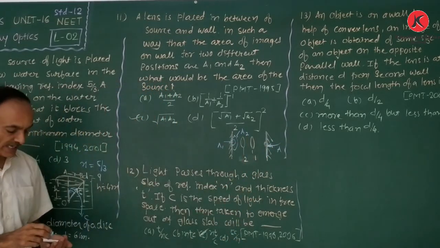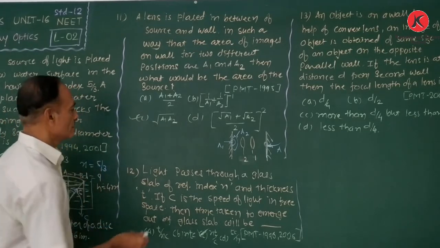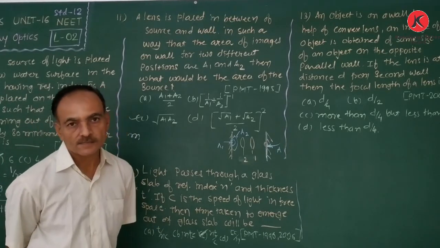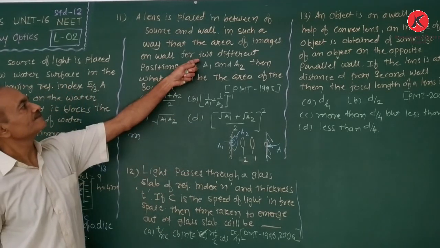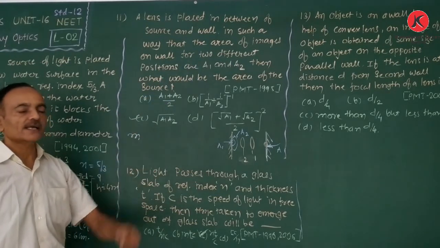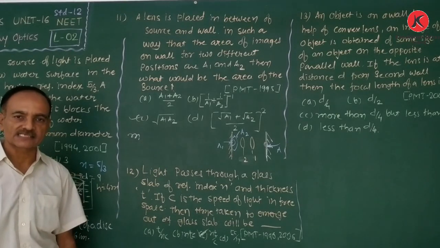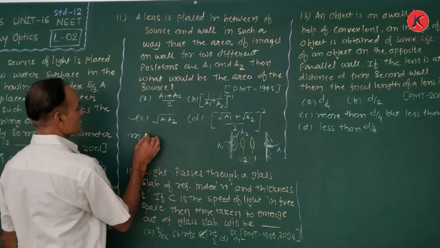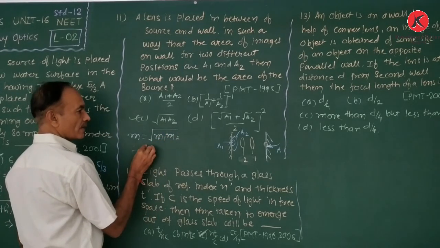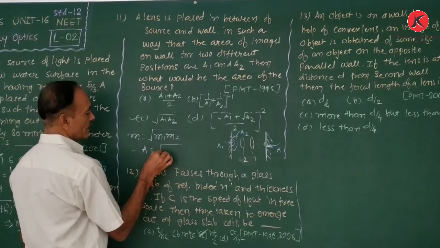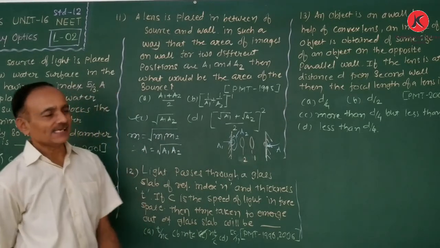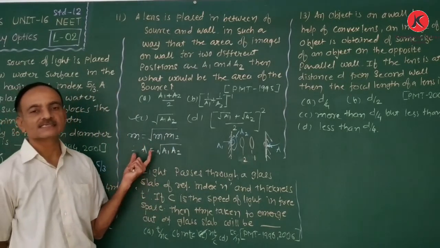Now here, magnification depends on the two different positions of a lens, A1 and A2. That means here the combination of the two lenses takes place. Therefore the resultant magnification is equal to under root of M1 M2. Therefore area A is equal to under root of A1 A2. That is the answer, directly said, no proof of this.